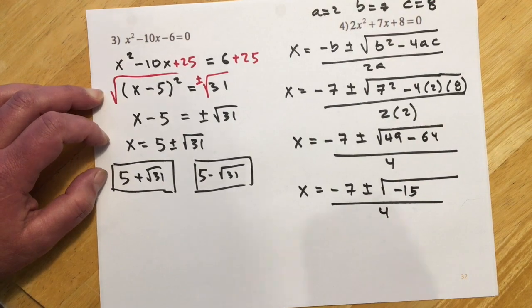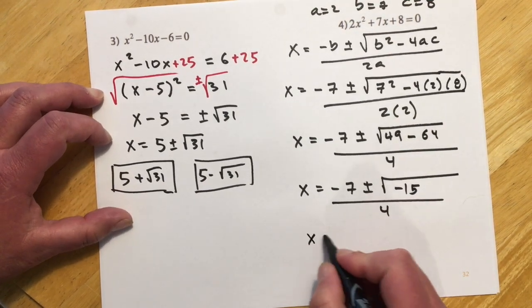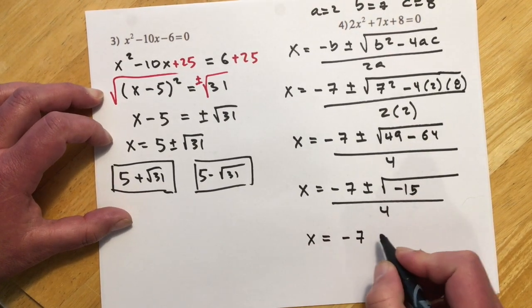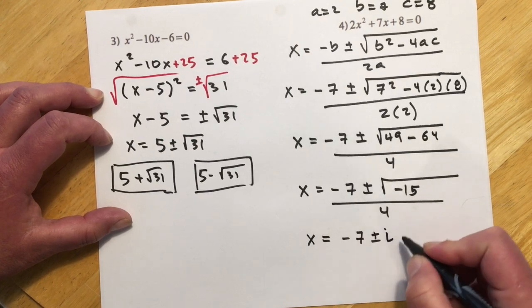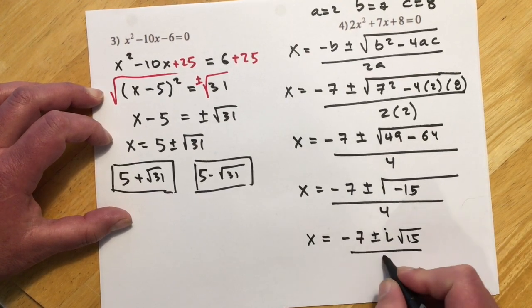And then when we have a negative like that under the radical, we need to write it using i. So that's going to be negative 7 plus or minus i root 15 over 4.